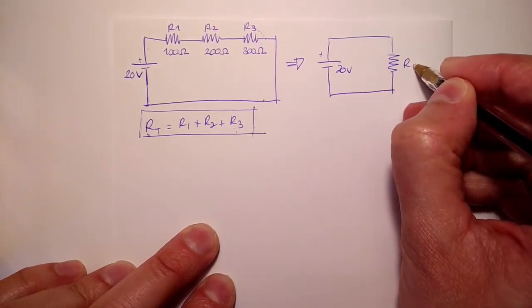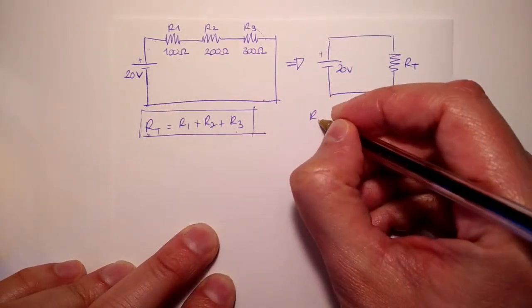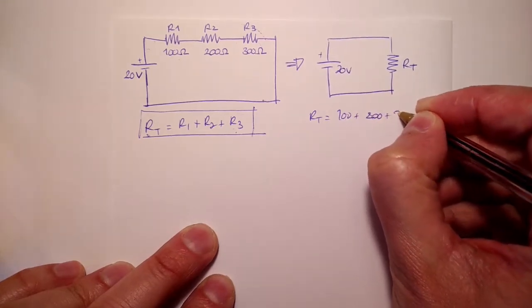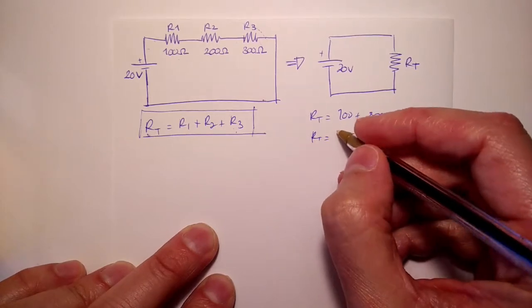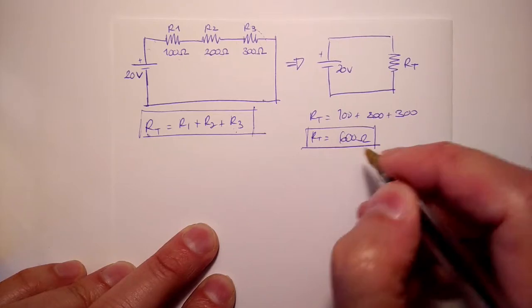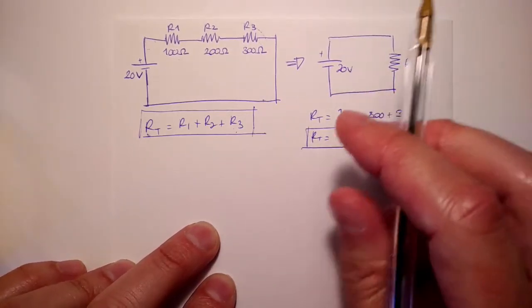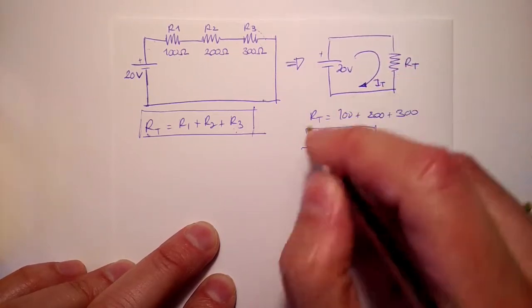Here, we have an equivalent circuit with only one resistance. The value of this equivalent resistance will be the sum of these 3 resistances. So we add 100 plus 200 plus 300. Our total resistance will have a value of 600 ohms. In this equivalent circuit, there will be an equivalent current. The network that we just calculated is 600 ohms.